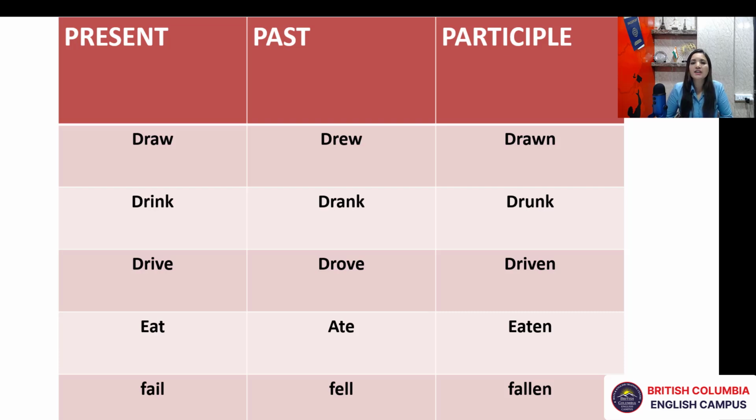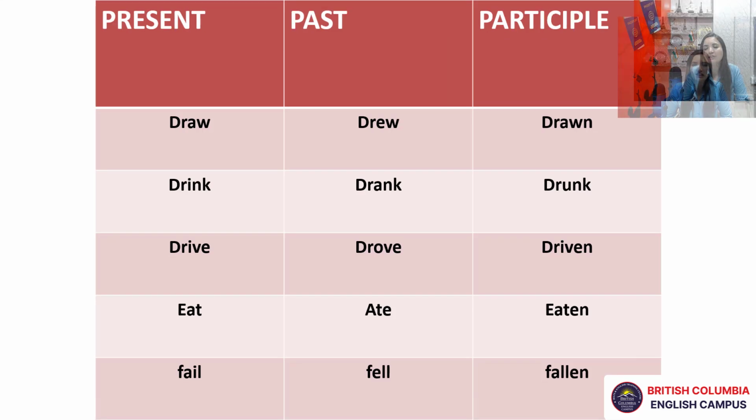So the next word is eat. I like to eat a variety of cuisines. I repeat, I like to eat a variety of cuisines. So the past form of this verb is ate. I ate a variety of cuisines at the restaurant. I repeat, I ate a variety of cuisines at the restaurant.